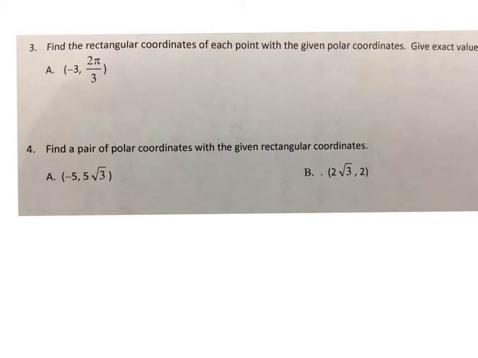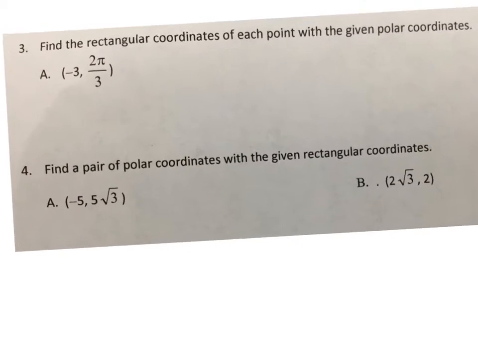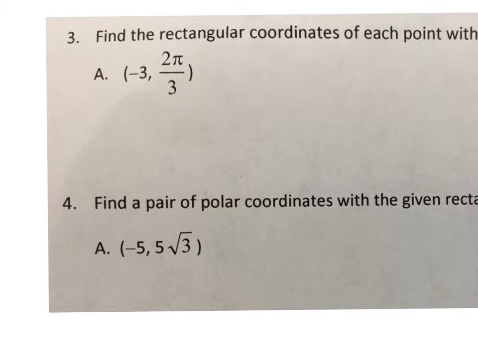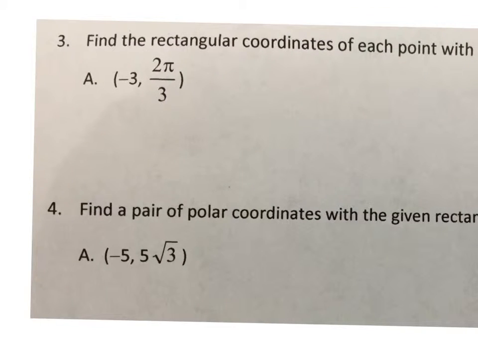So here we are converting from rectangular to polar coordinates. Okay, so let's talk about how we do that. This first one says find the rectangular coordinates, which means this is your polar form. So this is your radius and this is the angle. Okay, so let's plot this real quick just so we can get an idea.